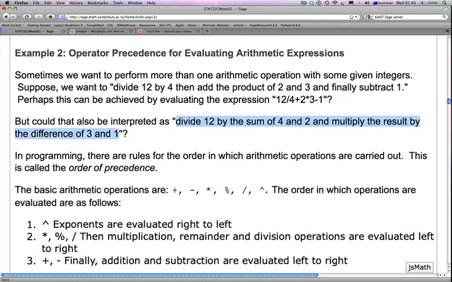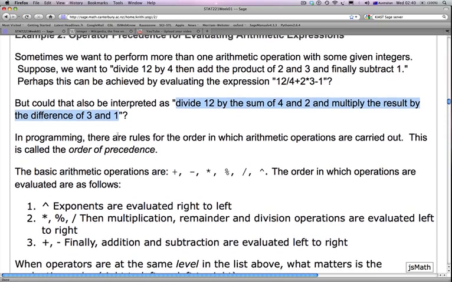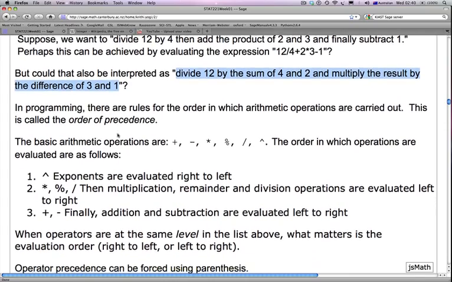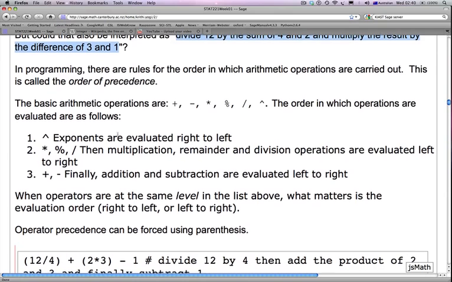So the point is, there are multiple ways of interpreting a sequence of arithmetic operations. So in programming, there are rules for the order in which arithmetic operations are carried out. This is called the order of precedence. The basic arithmetic operations are plus, minus, multiplication or asterisk, the modulus operator or the percentage sign, division, and the caret symbol. The order in which operations are evaluated is as follows.